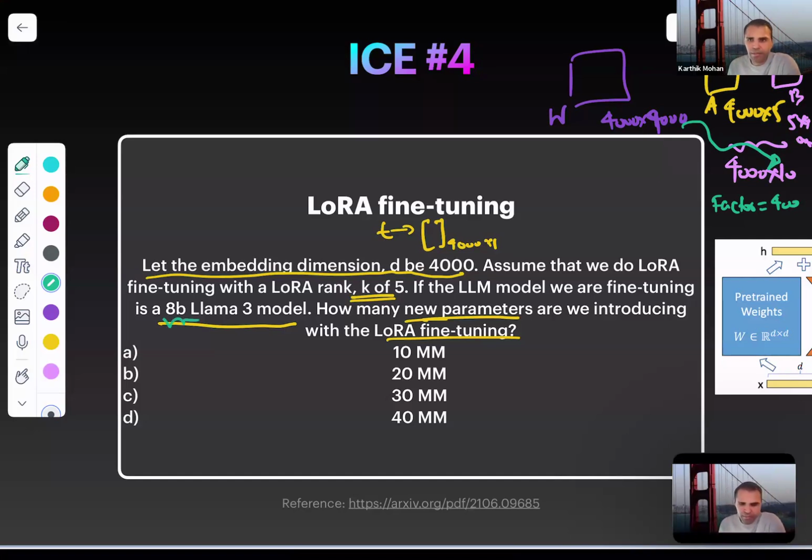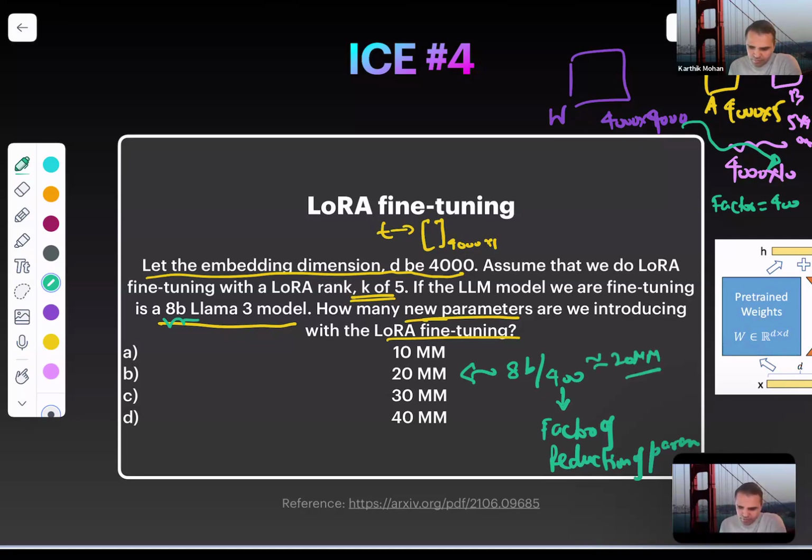Now, if this is for one matrix, you scale it out through all the matrices. All the matrices is roughly 8 billion parameters. The factor of reduction is 400. So we divide 8 billion by 400, the factor of reduction of parameters, and you get 20 million. So if you LoRA fine-tuned with a rank of 5 for the Llama 3 8 billion model, you would end up fine-tuning roughly 20 million parameters. If there are other unaccounted for matrices, it might go a little bit up and down here and there, but this is roughly the order.